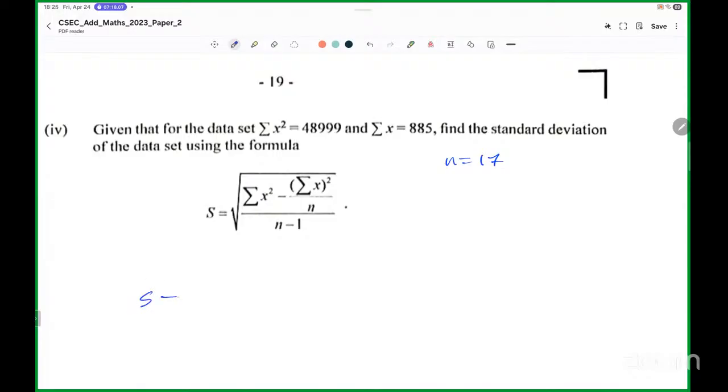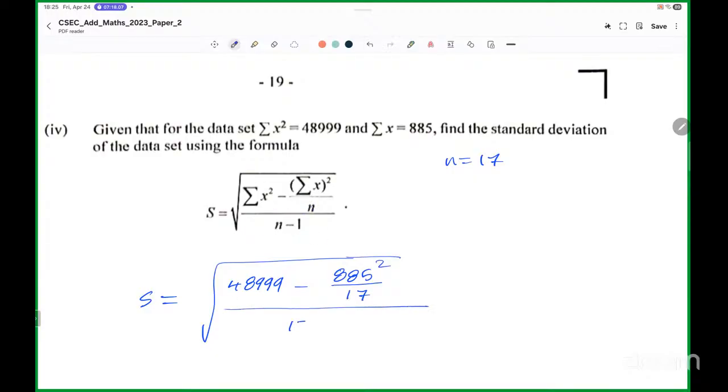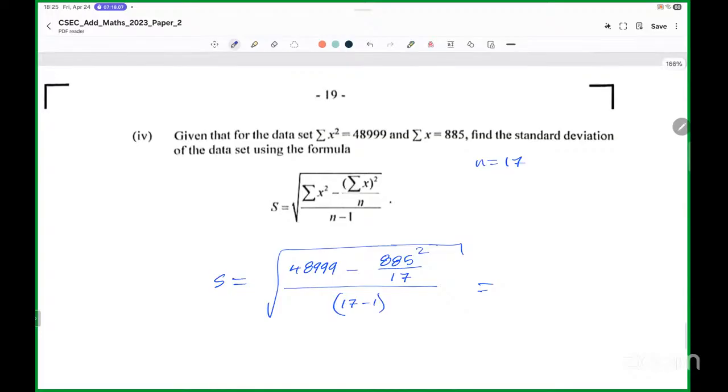So the standard deviation becomes equal to the square root of the sum of x squared, 48999, minus the sum of x squared, that's 885 squared over 17, all over n minus 1, 17 minus 1. Put all that in the calculator and work it out. It's a 3 marks question.